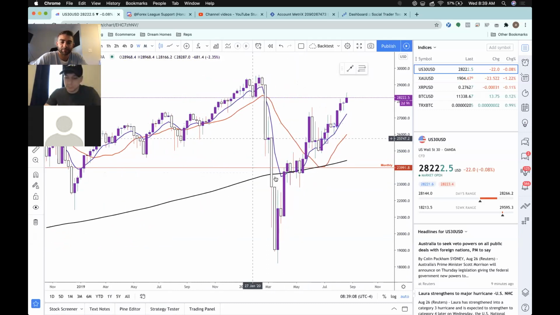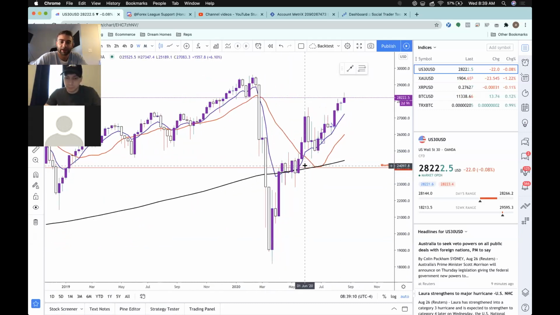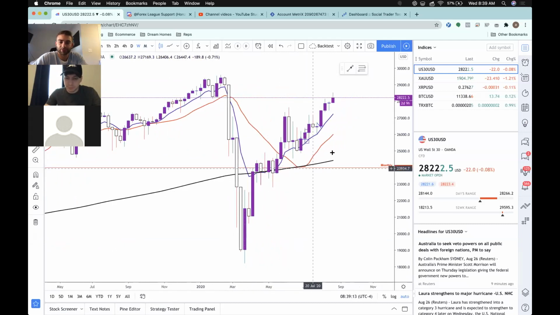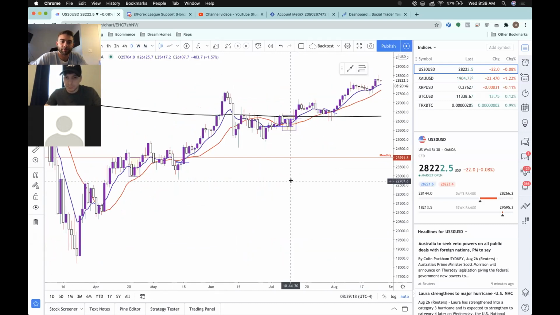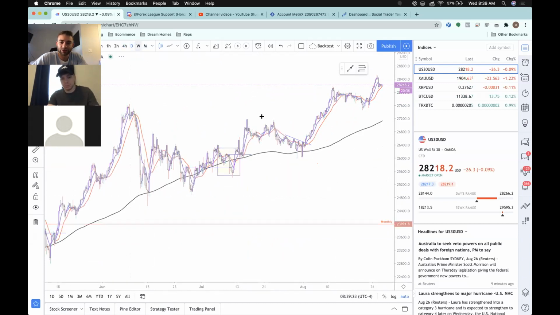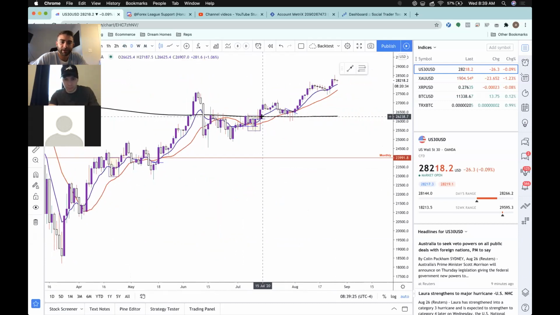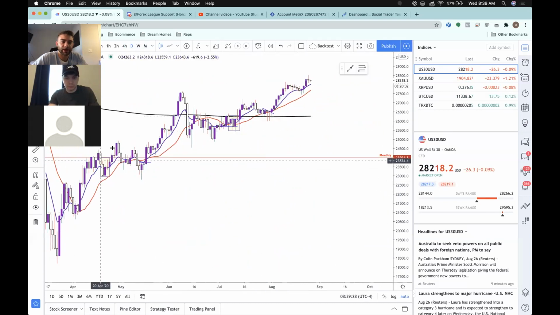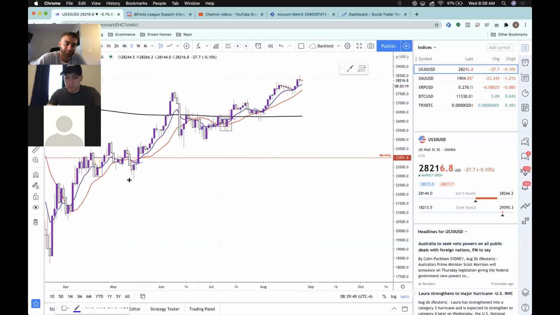Again, we had this pullback, respect to the 200-day. Now we've just been in this bullish trend all the way since March, ascending higher and higher. Mainly where I'm looking at structure for this pair is the daily time frame. This is the daily structure right now: higher high, higher low, higher high, higher low. Then we're retesting these highs, a little bit of a pullback, and then we've just been really bullish as of late. So I'm just going to draw in these higher lows for you guys.